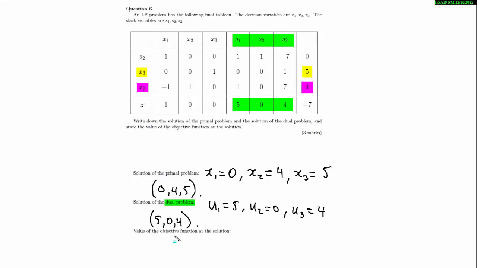Okay, finally, now we're after the value of the objective function at the solution. So that's the value of z in the final tableau. And that value can be found in the bottom right-hand corner. Okay, so to write this out formally, we have that z is equal to -7. Okay, and that's it for this question.